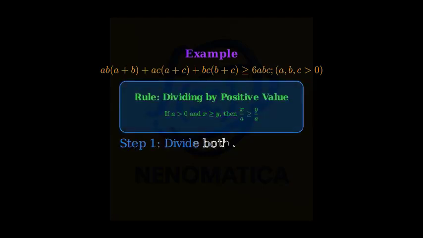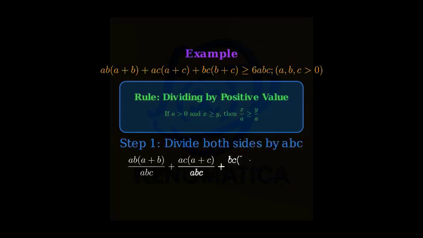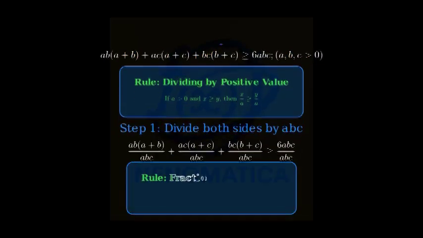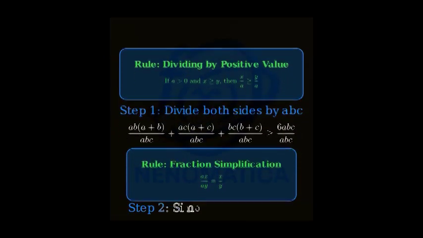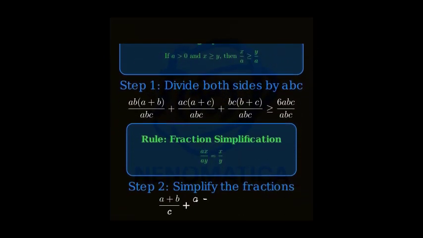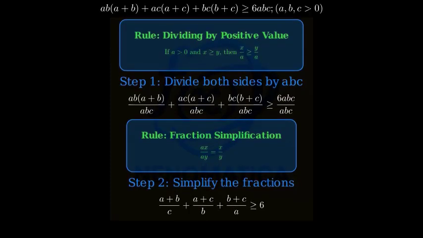First, since a, b, and c are all positive, we can divide both sides of the inequality by abc. Next, we'll simplify each fraction. For the first term, ab times a plus b divided by abc simplifies to a plus b divided by c. For the second term, we get a plus c divided by b. And for the third term, we get b plus c divided by a. On the right side, 6abc divided by abc just equals 6.